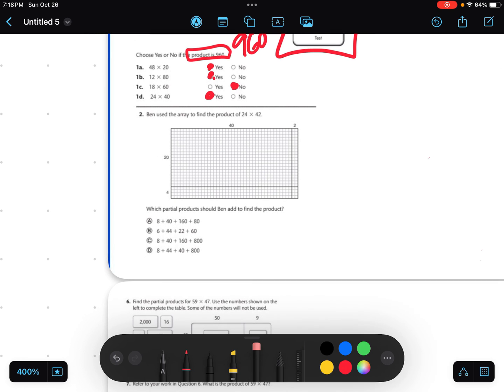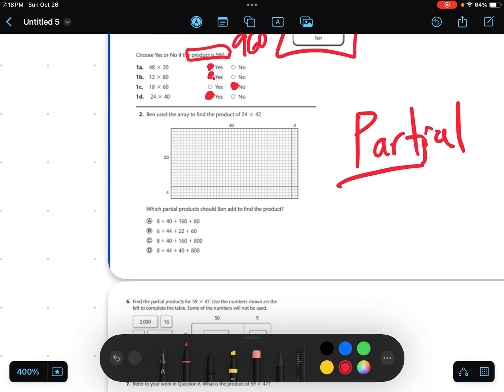All right, moving on to number 2, which looks like it's using an array. So kind of a picture to solve. We have Ben used the array to find the product of 24 times 42, which partial product, so remember partial meaning part, if you look at the partial product, they're part of the number. Which partial product should Ben add to find the product?